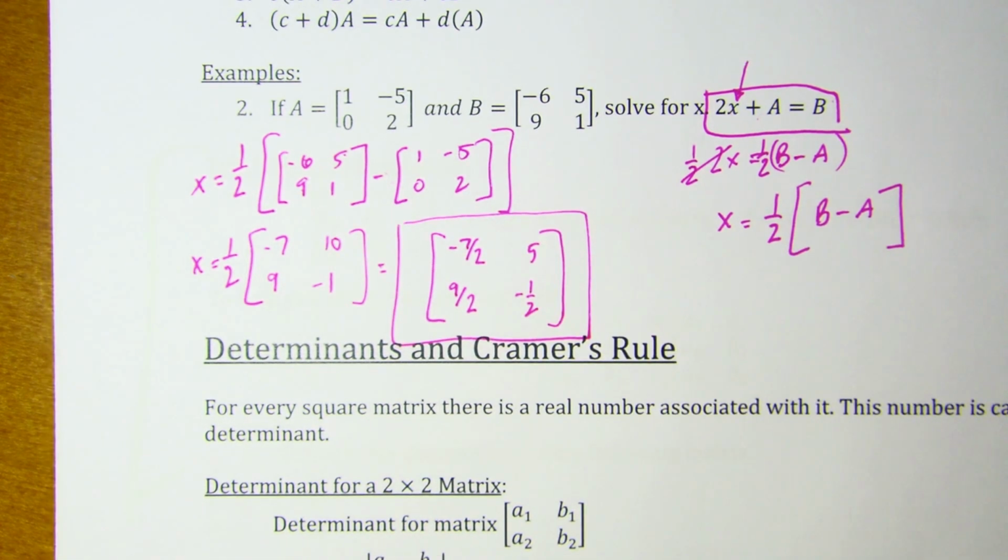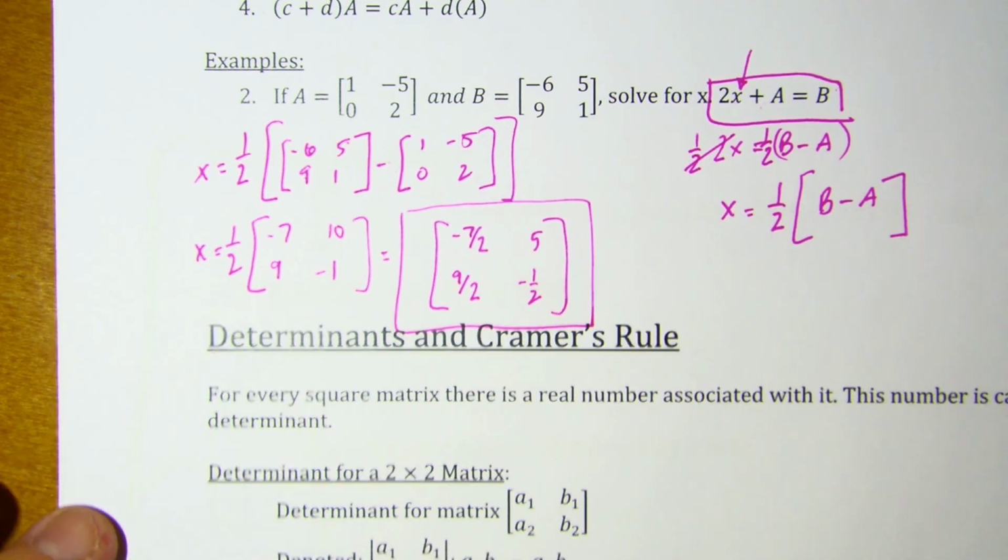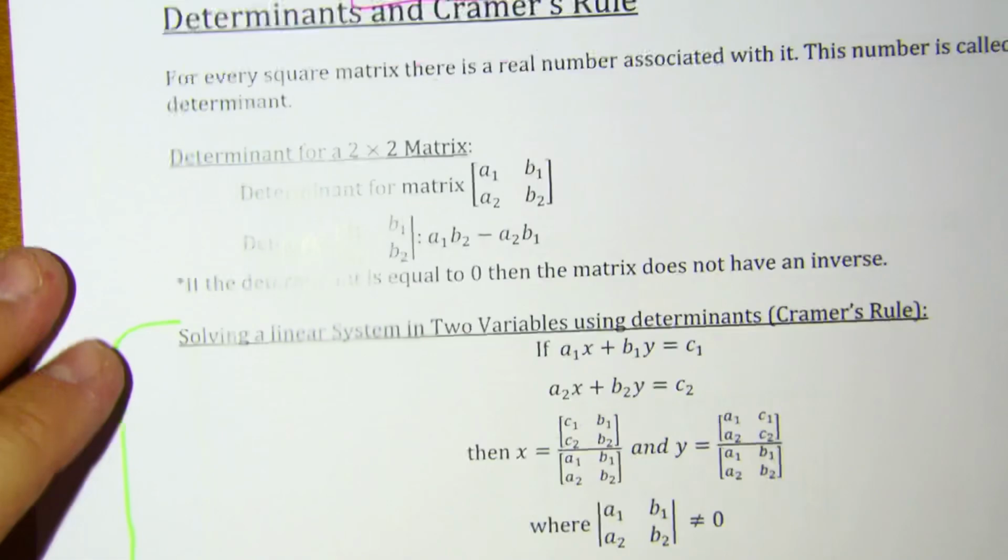Now, the topic I'm really wanting you to get out of matrices is this next topic that we're going to go through, and this is called Cramer's rule. And this is another way for us to solve a system of equations.